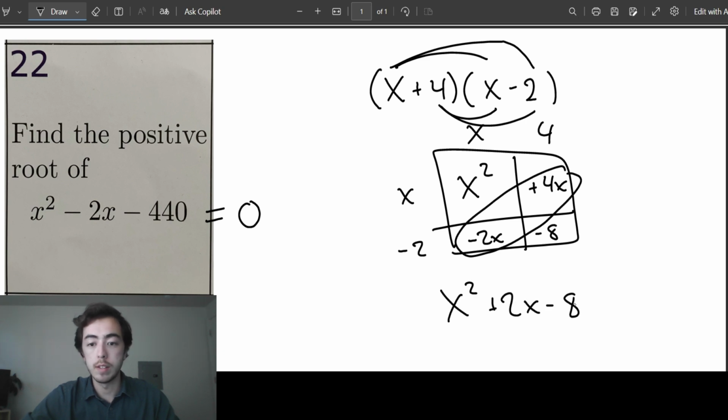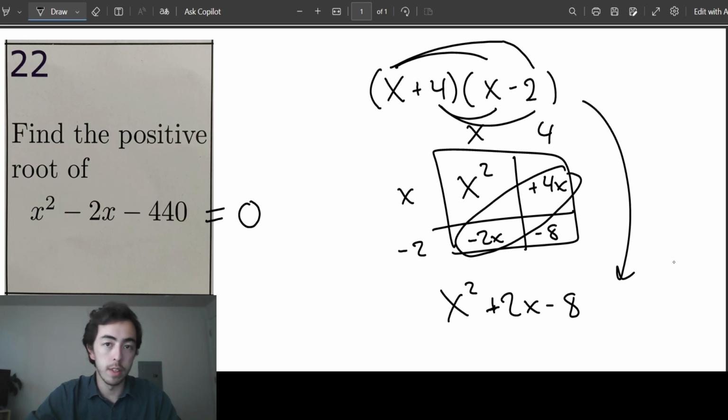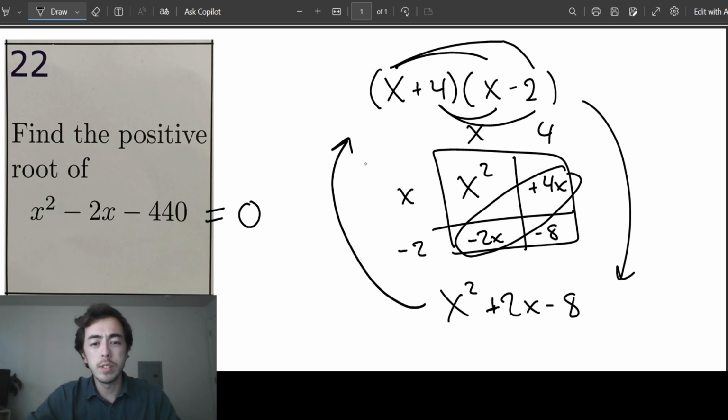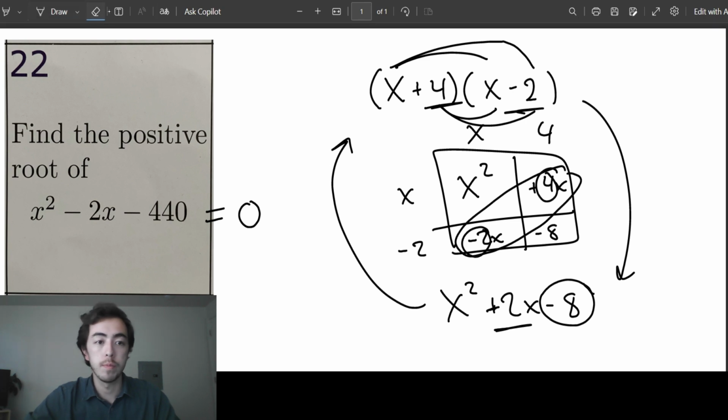So to go back and forth between factored form and standard form, to go this direction, you just need to multiply everything out. But to go backwards, it's a little bit harder. The main strategy is just noticing that this negative 8 comes from multiplying these two numbers. And then this positive 2 comes from adding the 4 with the negative 2.